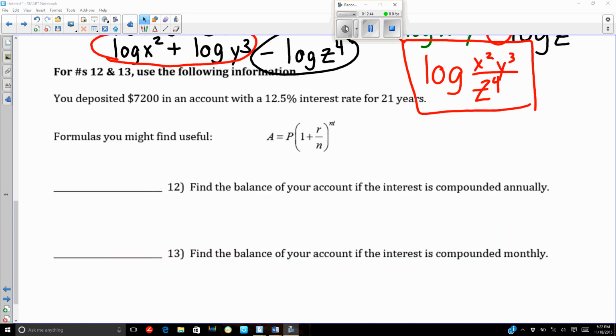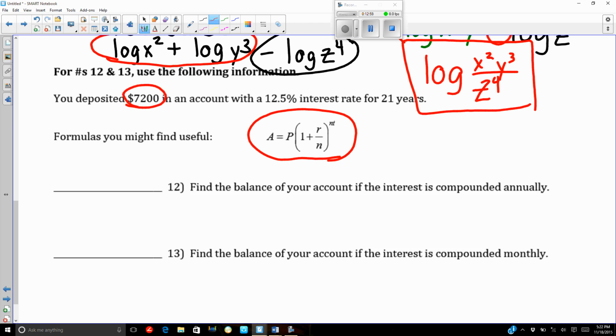12 and 13, you're going to use this formula. And again, this will be provided for you. You need to know what each of those variables represent, though, for the test. So we deposit $7,200 in an account with a 12.5% interest rate for 21 years. So this is going to be my P, because that's my initial principal, my initial investment. This will be my R once I divide it by 100. So I'm going to divide 12.5% by 100 to get my R.